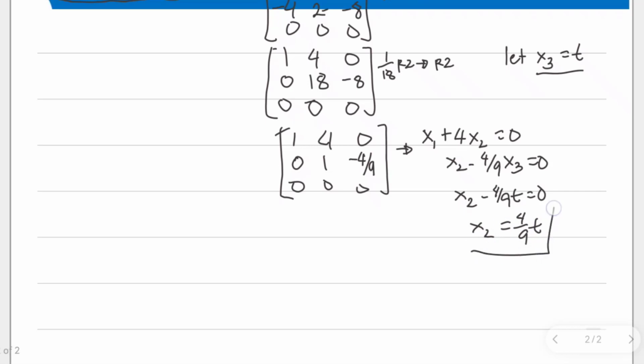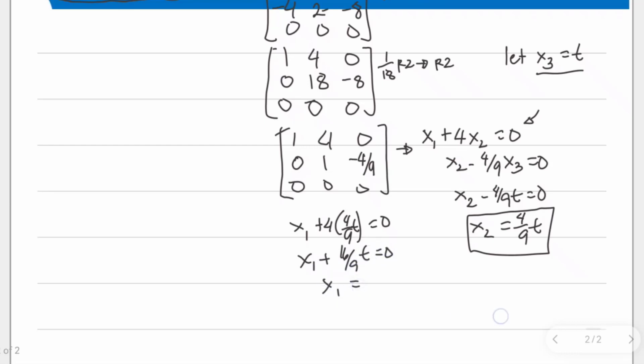This is your x sub 2. And for this here, you will have x sub 1 plus 4 times 4/9 of t equal to 0. No longer x sub 2, my bad, t. So x sub 1 plus 16/9 t equal to 0. So x sub 1 is negative 16/9 of t.